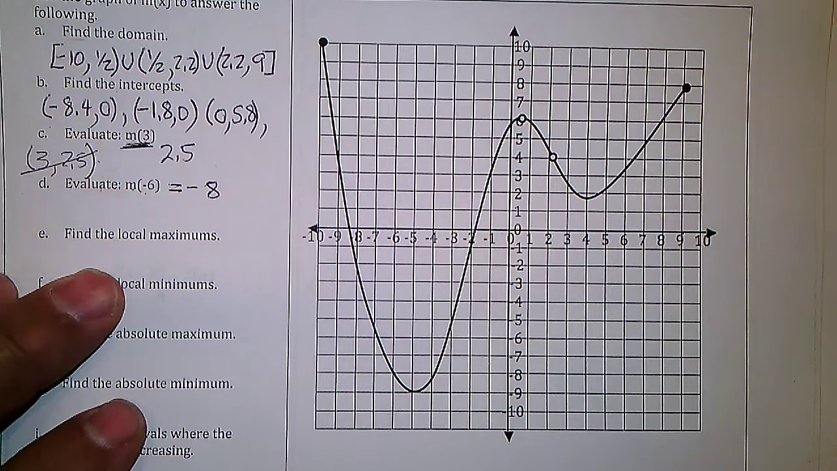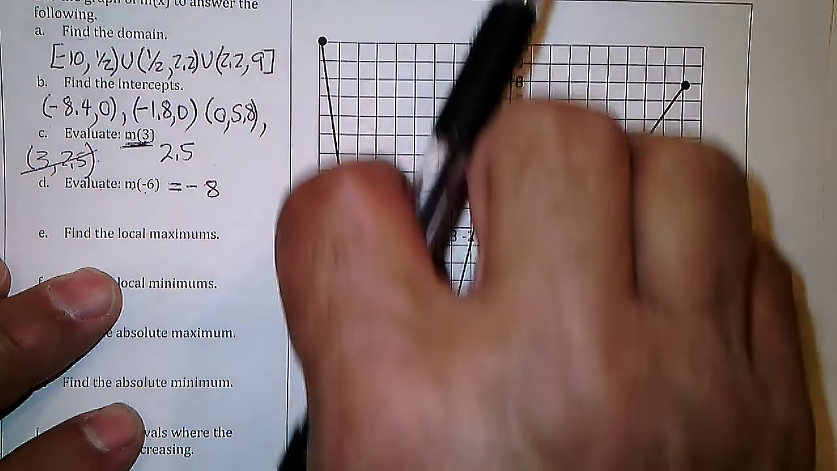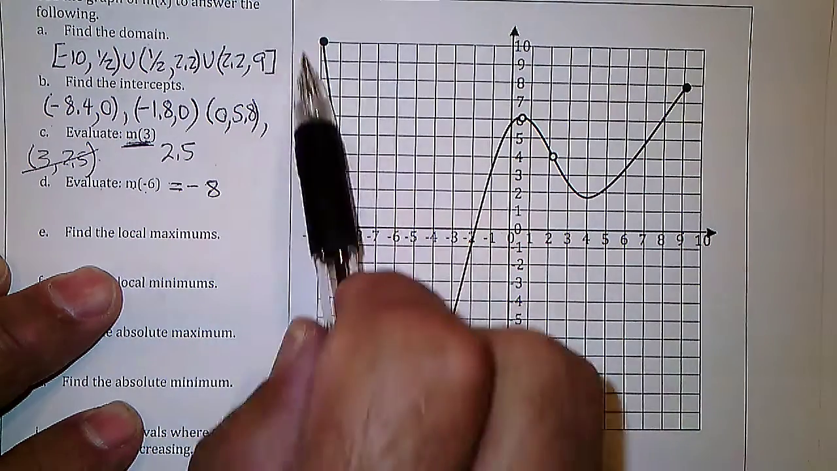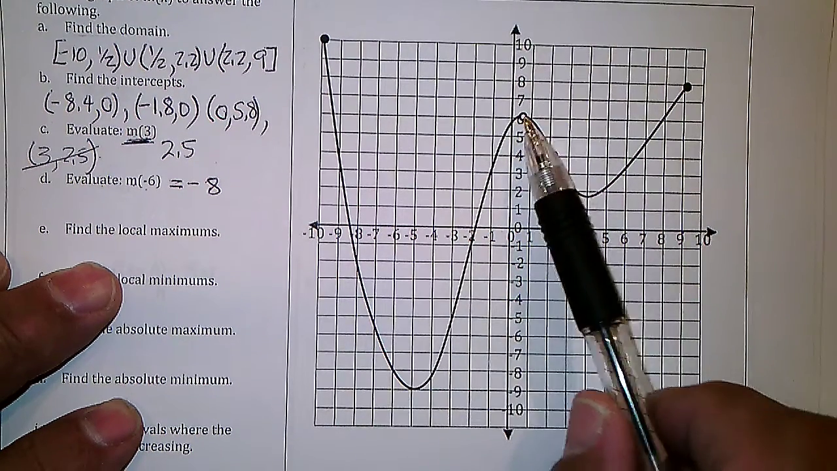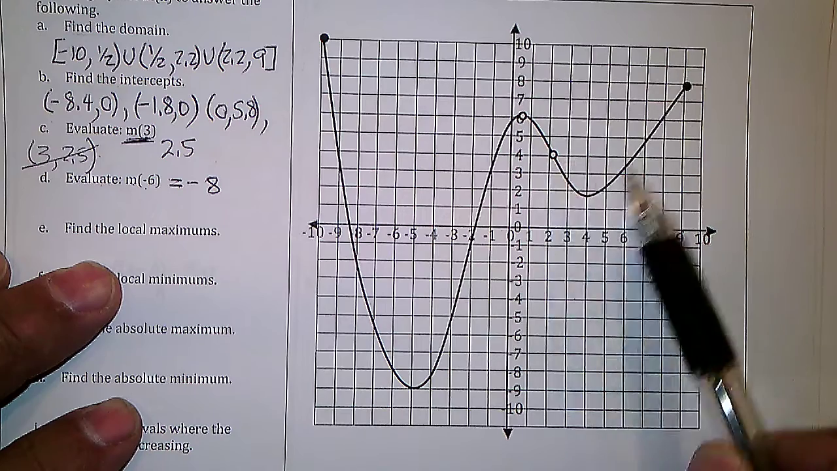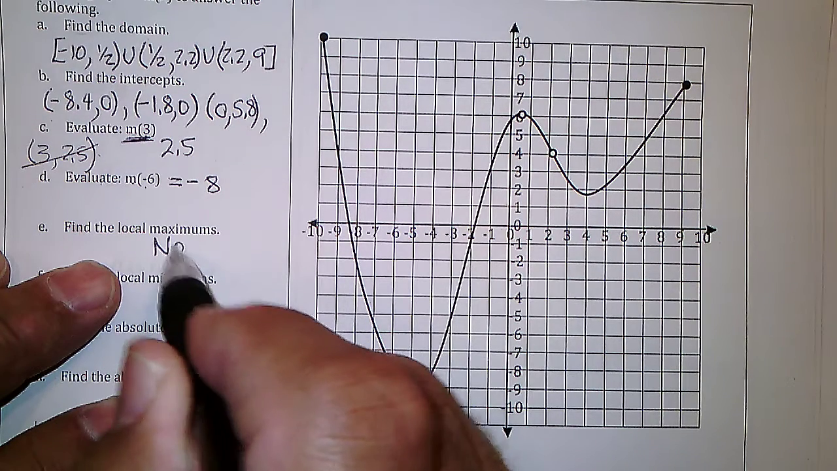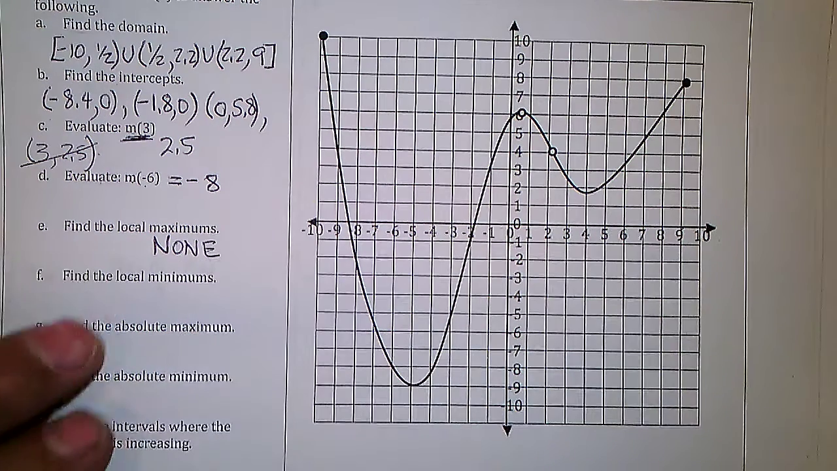Find the local maximums. A local maximum is where air would get trapped. Well, it's not going to get trapped there. It can go right by the edge. It's not going to get trapped there because it leaks out the hole, and not going to get trapped there. So there are none. No hot air trapped.